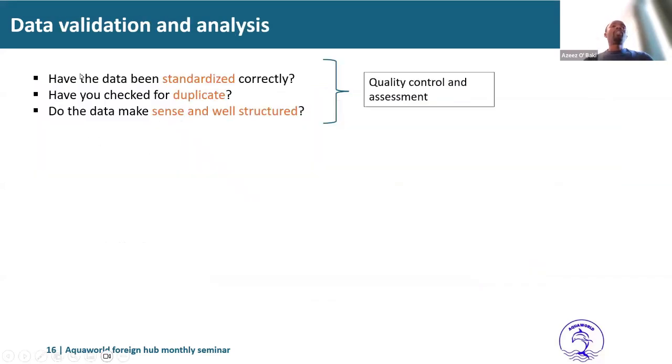And then the next step is data validation and analysis. For this, you check if your data has already been standardized and you have done all the necessary things to make sure that they are all in good shape. You've also removed the duplicates, and you yourself know that this data makes sense and is well structured. There is no missing data. You've figured that out, and then you can go ahead. So this is the first thing we do when you have data, and it is called quality control and assessment.